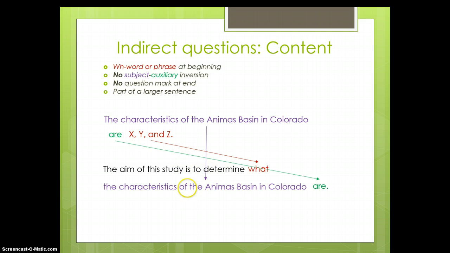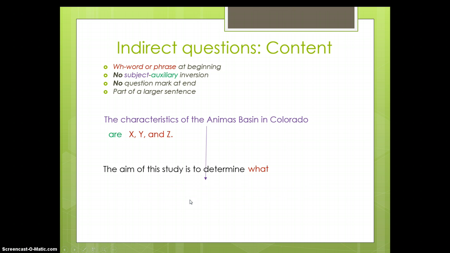Now, one more thing to notice about this particular example is that we have a very long subject. The reader has to read, what the characteristics of the Animas Basin in Colorado are. So in this case, when you have a very long subject and a very short verb phrase without much meaning of its own, like this form of to be, one thing you can do in English is divide this long noun phrase at a logical place and come up with something like this. What the characteristics are of the Animas Basin in Colorado.